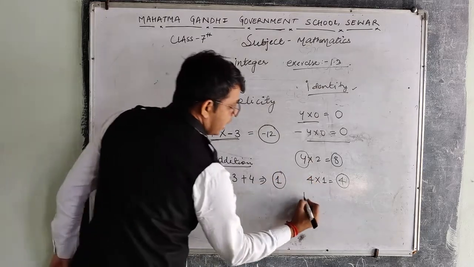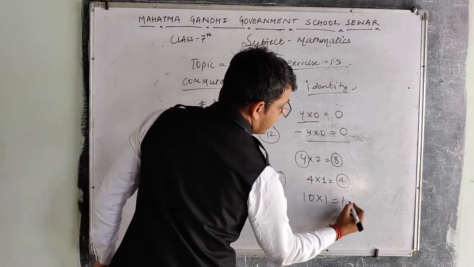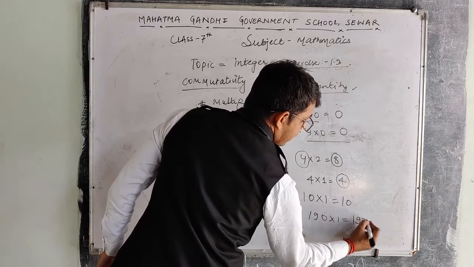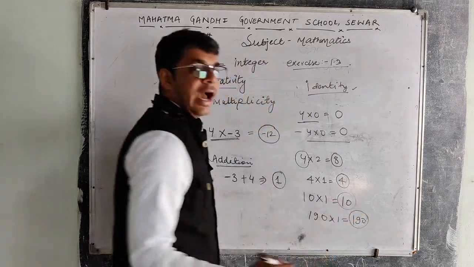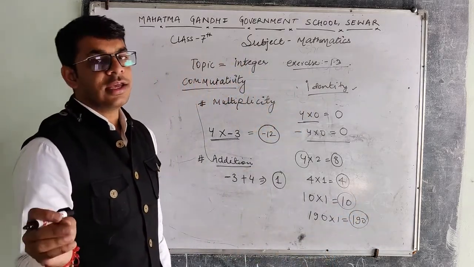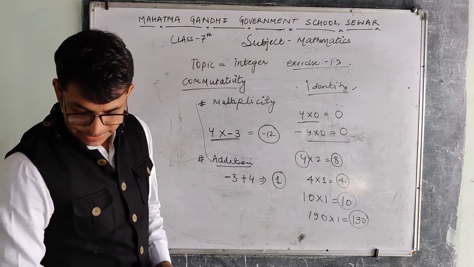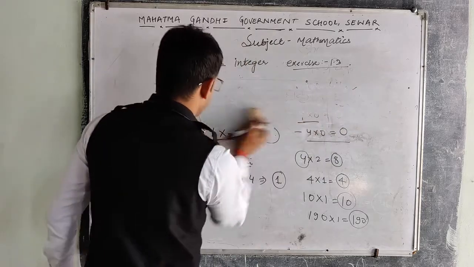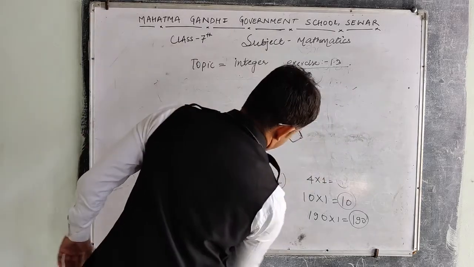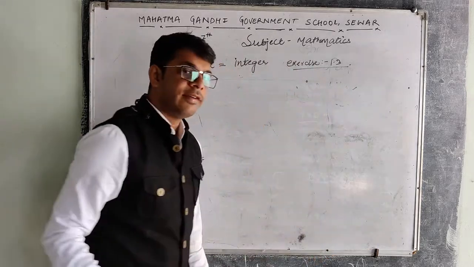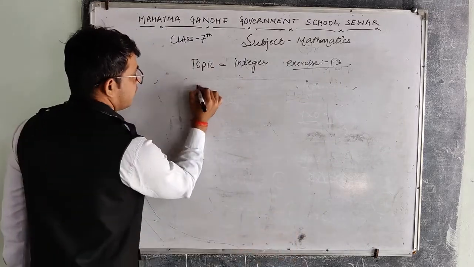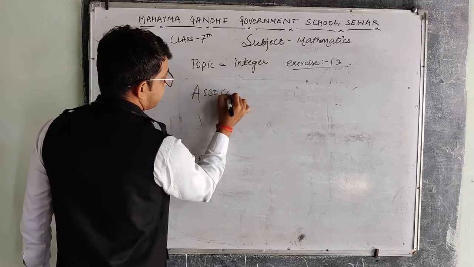Any number like 10 multiplied by 1, what will be the result? 10. 190 multiplied by 1, 190. It means 1 is the identity of any number. Now we will discuss what is the associative property of multiplication. What is associative property?